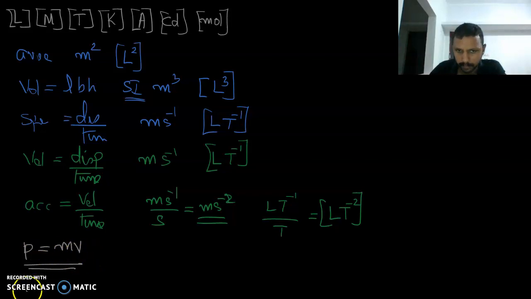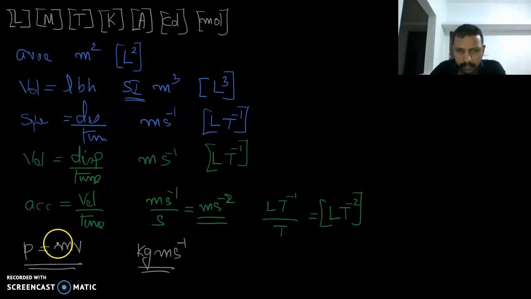Therefore, from this formula, we could say the SI unit of momentum should be: mass has an SI unit of kilogram, velocity has an SI unit of meter second raised to minus 1. Therefore, kilogram meter second raised to minus 1 is the SI unit of momentum. Clear? Then, what's the dimensional formula of momentum?